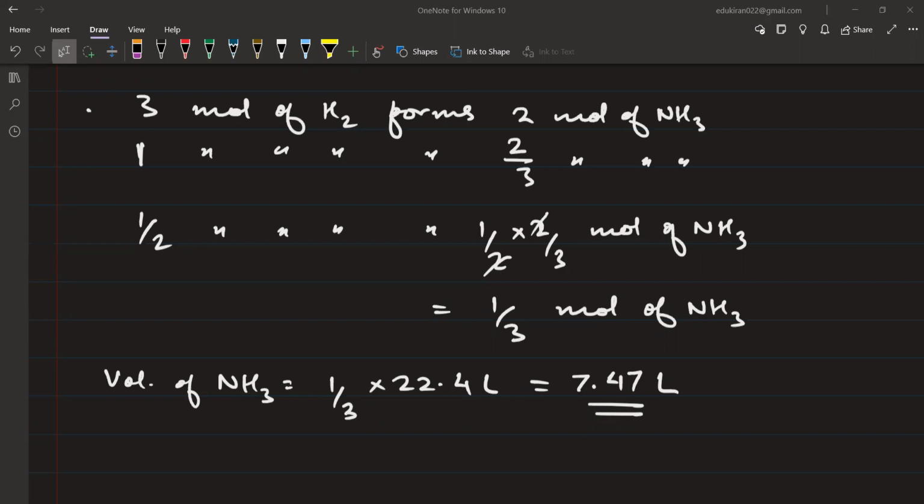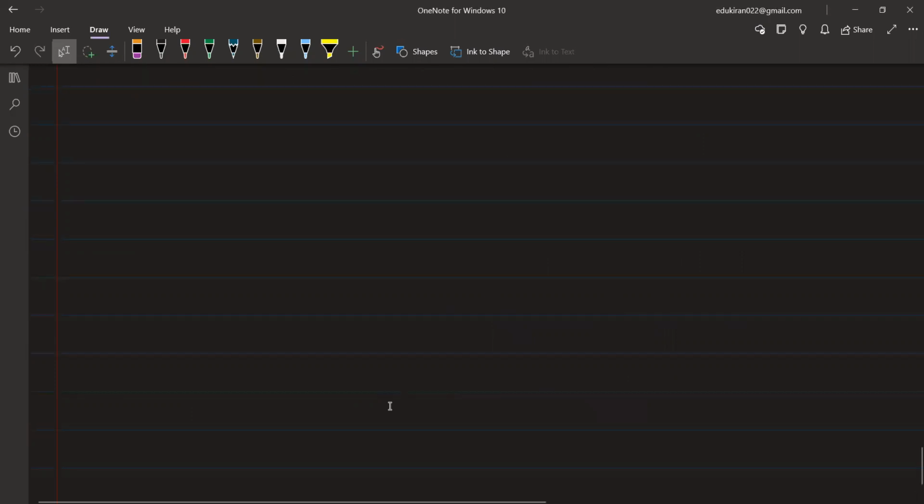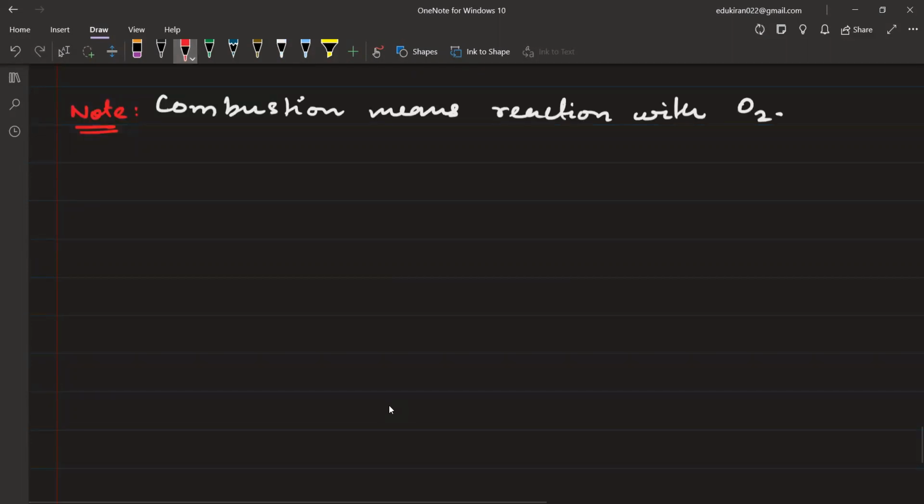Then there are some questions about combustion. Okay, so there will be some questions regarding combustion. So combustion means a reaction with oxygen. Okay, just write a note. Combustion means a reaction with O2.